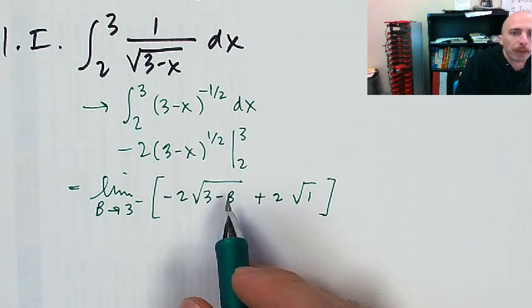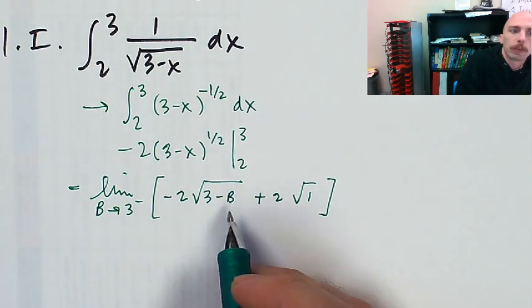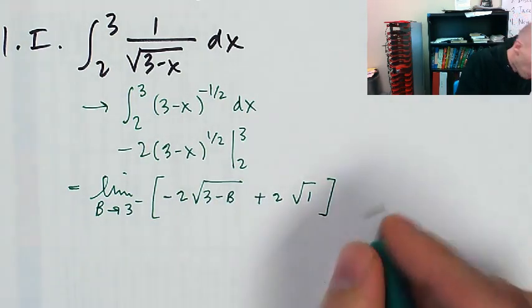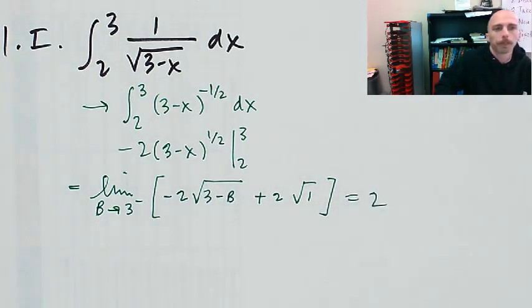Okay. As b approaches 3 from the negative side, I'm getting closer and closer to taking the square root of 0, and we know what the square root of 0 is, that's 0. And so I've got 0 plus 2 times the square root of 1, which is equal to 2.